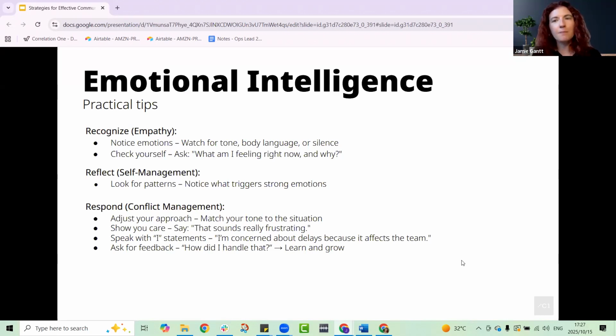I might want to check in on that, right? So the more that we notice about ourselves, the more we can understand what other people are experiencing. It won't always be the same, but it can help us get a better understanding. We want to reflect, so look for the patterns. What triggers those strong emotions?